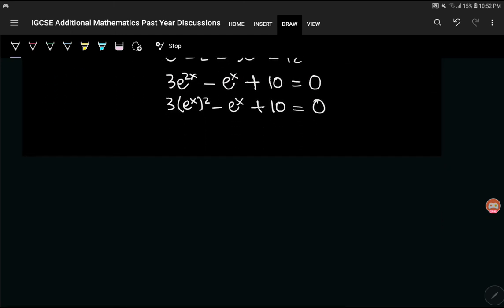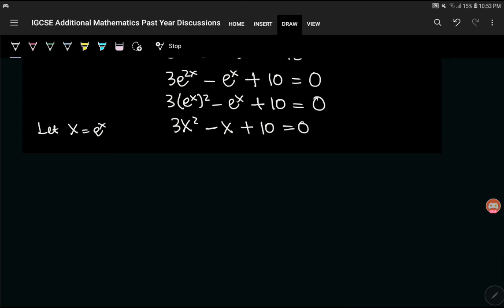Quadratic equation. Okay, so to solve this one, I prefer to do it like this. Let capital X equal e^x. So we can rewrite this again as 3X squared minus X plus 10 equals zero. You can choose whether you want to use a calculator, or you want to use the formula straight away.